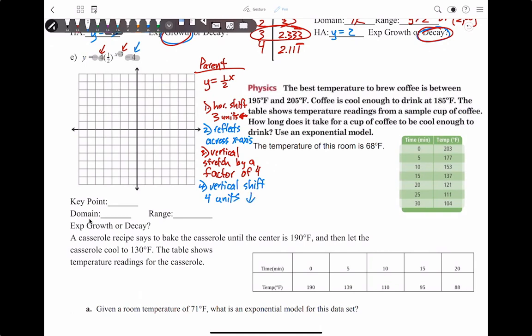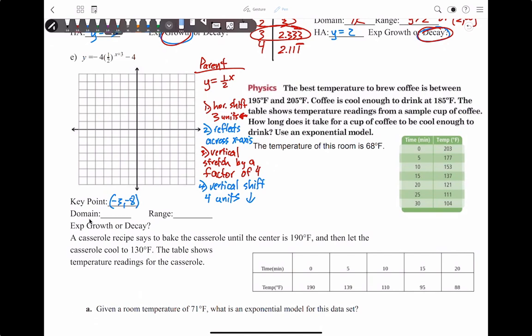All right, so our key point we know is going to be -3, because it would make the power 0. So 1/2 to the 0 is 1, because anything to the power 0 is 1. Times the -4 is -4. Minus 4 more would be -8. Okay, so -3, -8 is my key point.